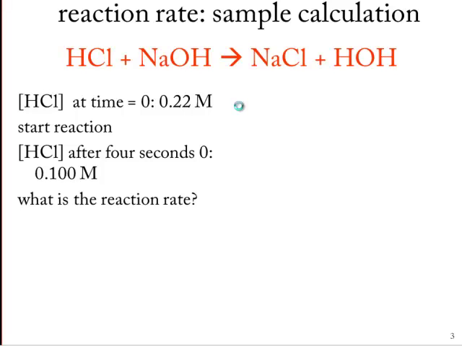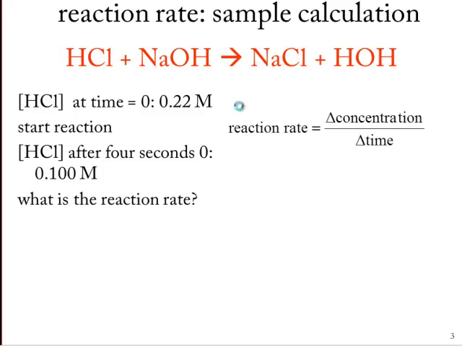Now realize that there are some limitations here. It's only telling us the reaction rate with respect to hydrochloric acid. It didn't tell us anything else. And also it didn't tell us what happened after 4 seconds. Is the reaction going to continue at that rate? You don't know. It'll only tell us the information based on the data we have.